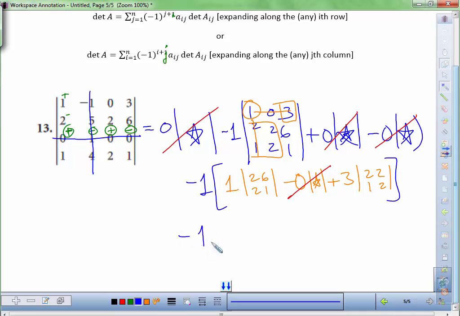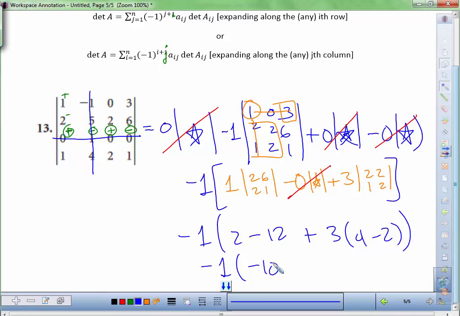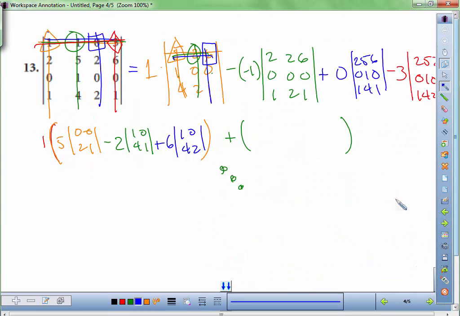So we got a -1 on the outside. We have a 2 minus 12. I'll put 2 minus 12. Plus 3 times 4 minus 2. So -1 times -10 plus 6, negative 4, positive 4. So the determinant is positive 4 with minimal amount of work compared to, boy, whatever it is we were doing over here.